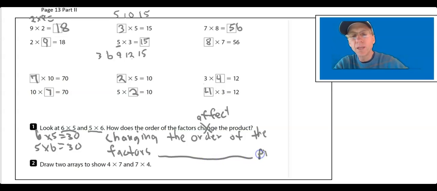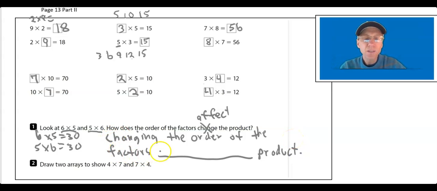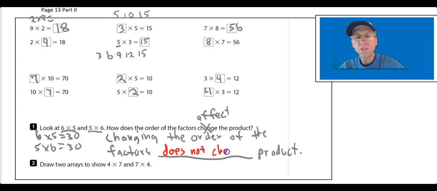and then I'm going to make a big blank. What would you put in that blank? Changing the order of the factors. What would you put there? Does it change the product? Does it not change the product? Let's read it together. Changing, 1, 2, 3. Changing the order of the factors does not change. And I'm going to have to fit this in, so I'll make a little caret there. You know how to do that? Does not change the product.